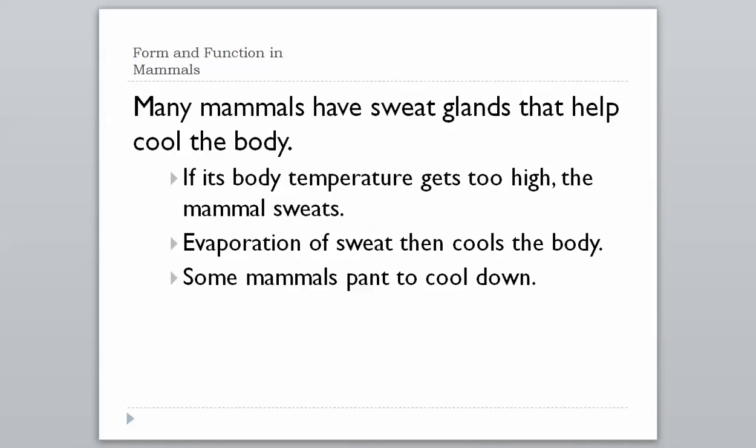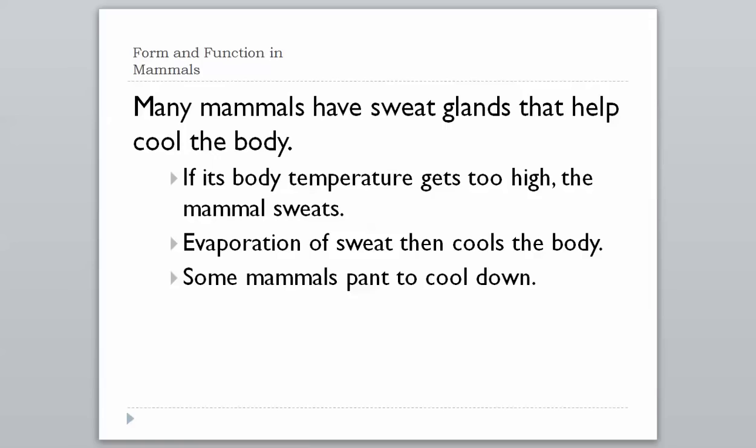And also, to go along with the opposite of that, many mammals have sweat glands that help cool the body. So in order, we also have to keep warm, we also have to cool down. So if our body temperature gets too high, a mammal sweats. And then the evaporation of the sweat is what cools the body. And then some mammals actually pant to cool down. So dogs are the obvious one we see doing that. And we might actually do that when we have strenuous exercise. We pant, that's also to help pull in more oxygen, but also could be to help cool down our body as well.